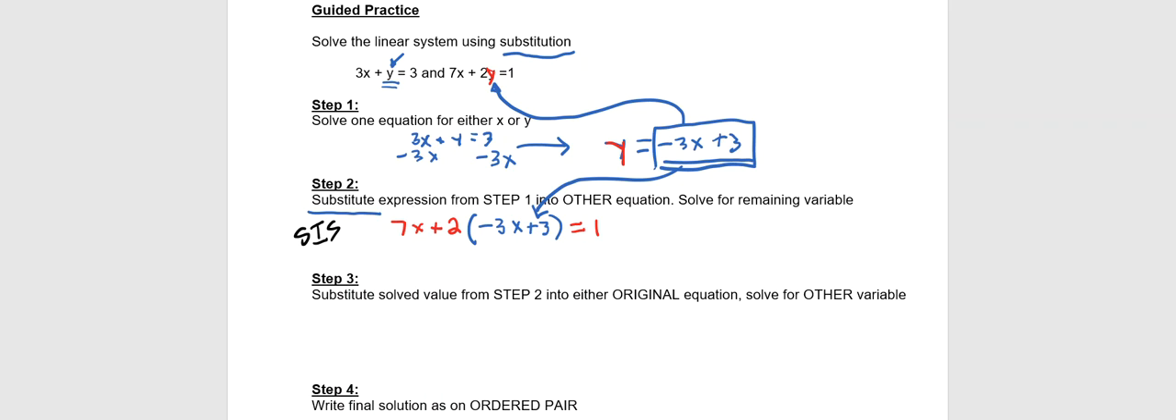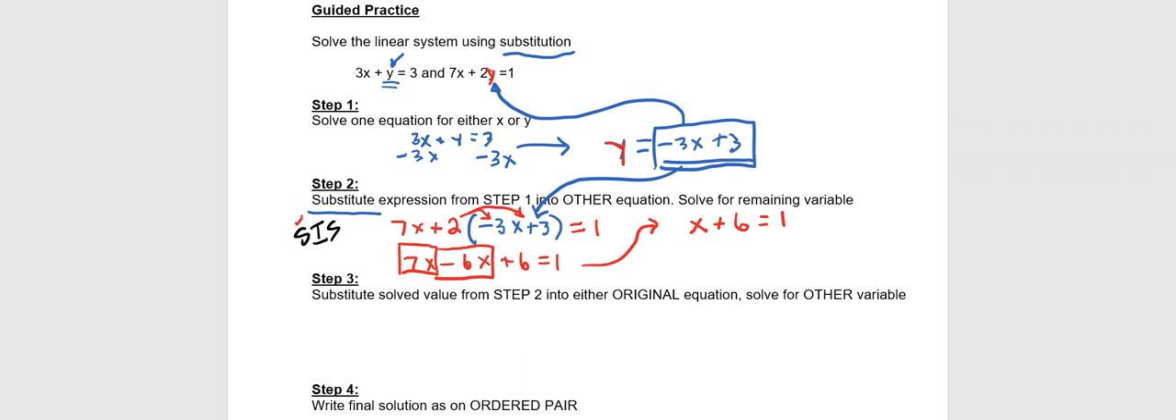So let's see. I'm going to get 7x. And I can distribute that 2 into the parentheses and blow those parentheses up. Minus 6x, that's the 2 times negative 3x, plus 6, that's the 2 times 3, equals 1. And then I can take it further by combining my like terms. 7x plus negative 6x is x, or 1x, plus 6 equals 1.